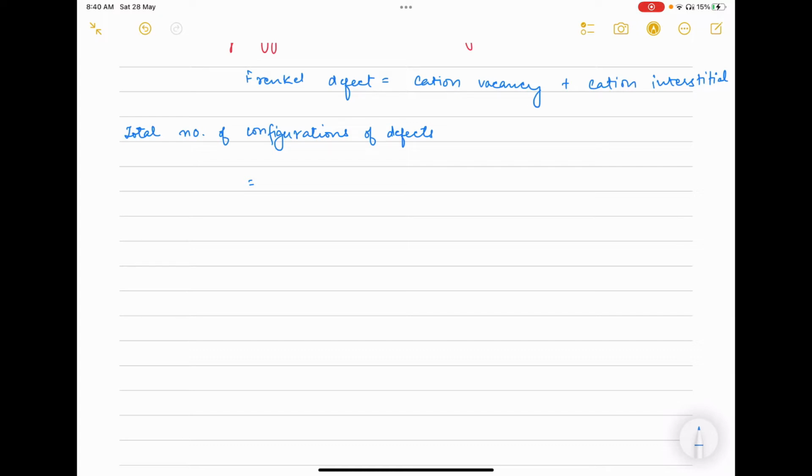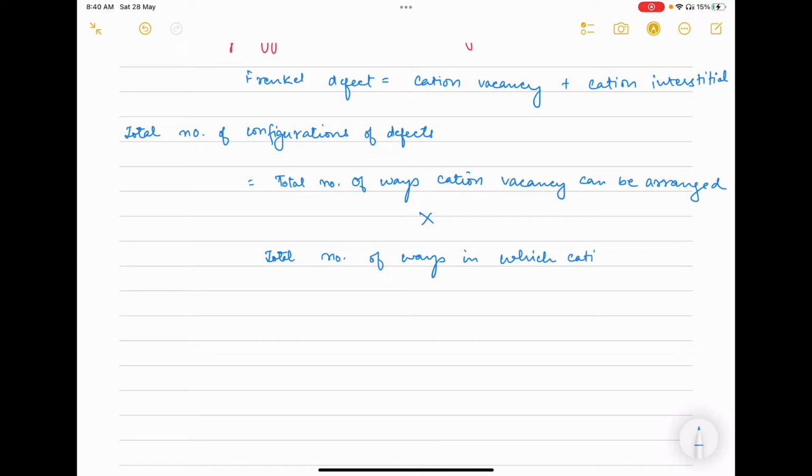That becomes equal to total number of ways a cation vacancy can be arranged multiplied by total number of ways in which a cation interstitial can be arranged. Okay, so ways of arranging a cationic vacancy multiplied by ways of arranging a cationic interstitial. So this gives you the total number of configurations in which the defects can be arranged.